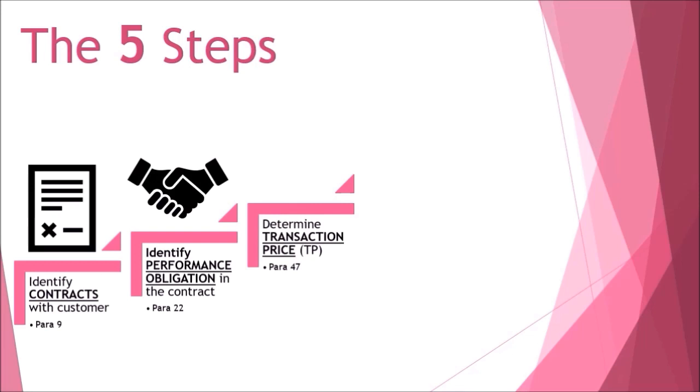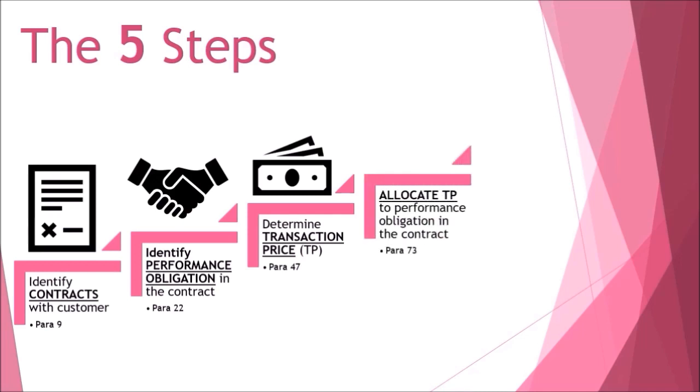Transaction price in very simple terms is the money. The transaction price is the amount of consideration in the contract to which an entity expects to be entitled in exchange of goods or services. Price can be fixed, can be variable, can be a mixture of monetary and non-monetary items. Step number four, allocate the transaction price to the performance obligations. This is a very important aspect.